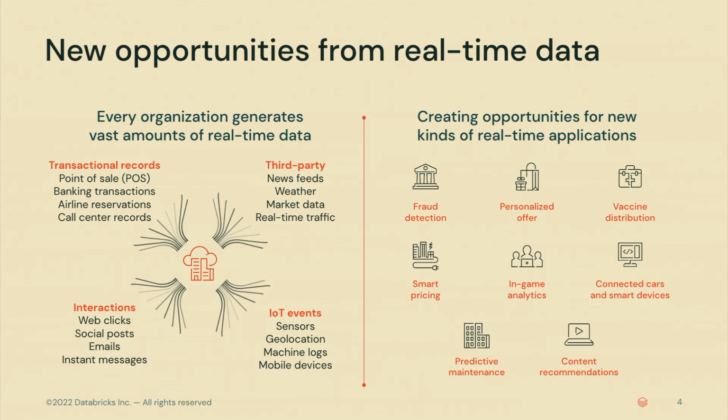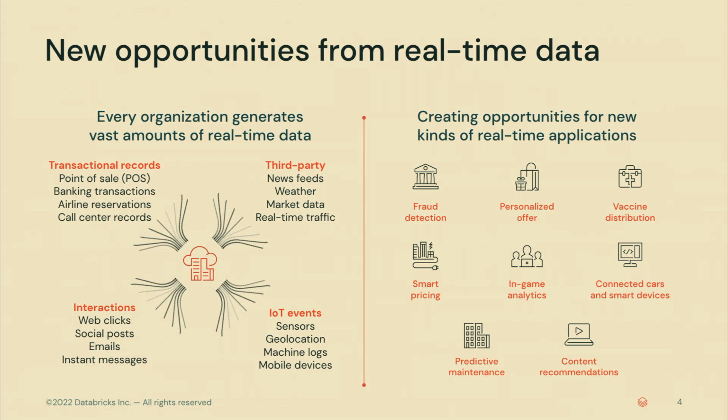So where is this real-time data coming from? This data is today coming from a wealth of different systems. It could be data coming from operational systems, records, transactions. It could be data coming in from the web, click data, social posts, emails. It could be data from third-party data services in the cloud that could be relevant to your business. And today, even every sensor, every machine constantly streams data through IoT.